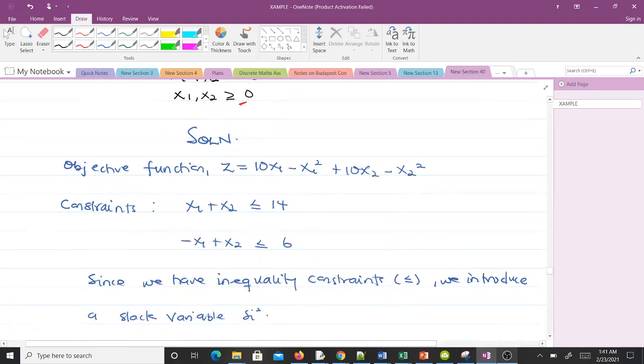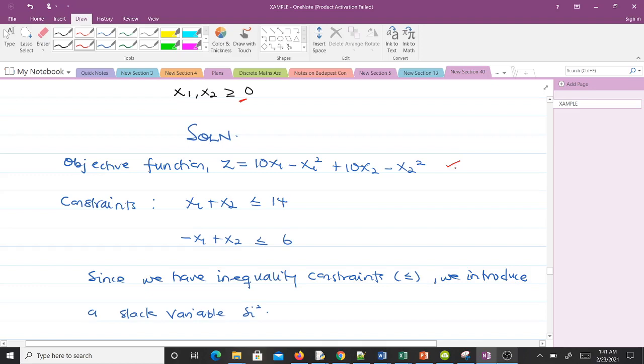So this is our objective function, and these are our constraints. There are 2 of them, okay? So since we have inequality constraints, you could see we have less than or equal to. We introduce what we call a slack variable, si squared, into our constraints.